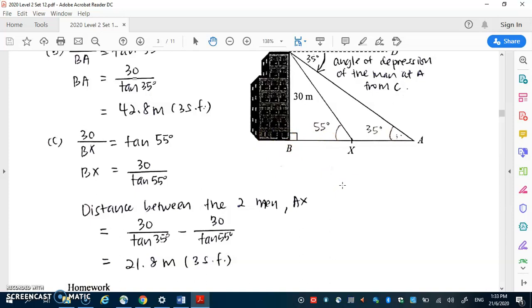meters to 3SF. Okay, you may once again choose to use the 5SF value from just now, or if you want to be even more accurate, you just use the fraction here, 30 over tangent 35 in your working here, and you will never go wrong. So answer is 21.8 meters to 3SF. Very good. This is simple because half the time or almost all the questions you're just using tangent to find the sides. So it's super easy.